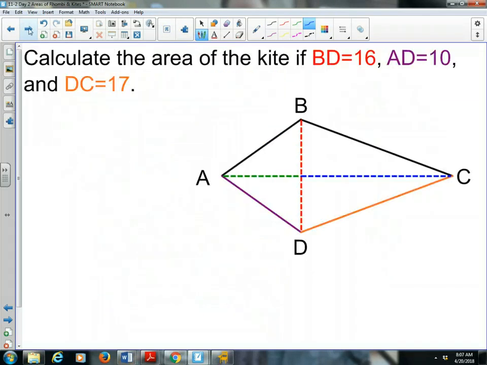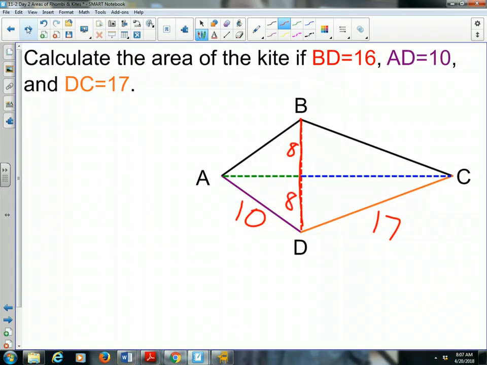Okay, last problem for the day. Calculate the area of this kite with BD being 16. So one diagonal is 16. AD is 10. This distance right here is 10. And DC, that segment, is 17. Okay, well, BD is the shorter diagonal. And the longer diagonal is a bisector. It bisects the shorter diagonal. So I'm just going to put 8 right here and 8 right here.